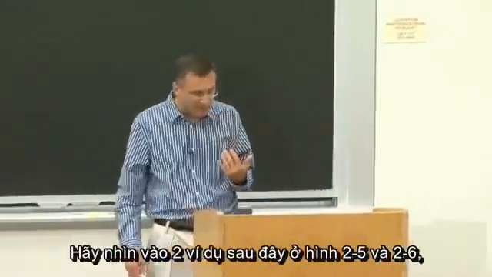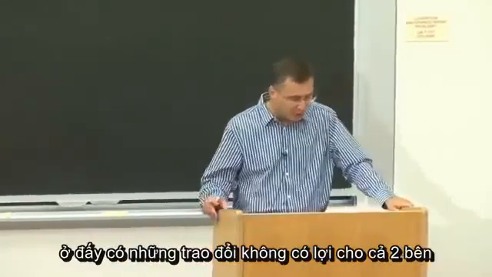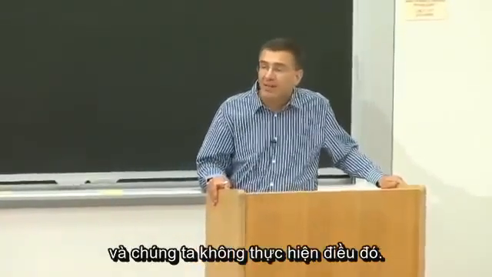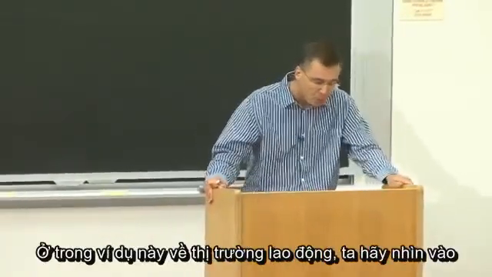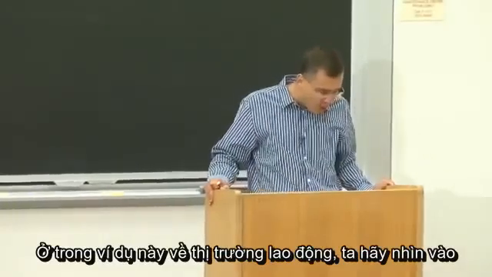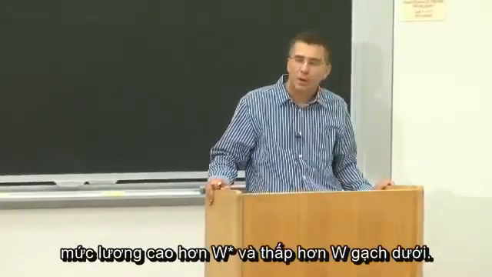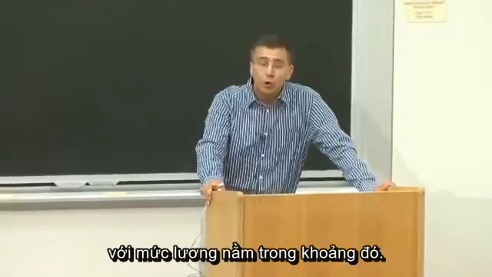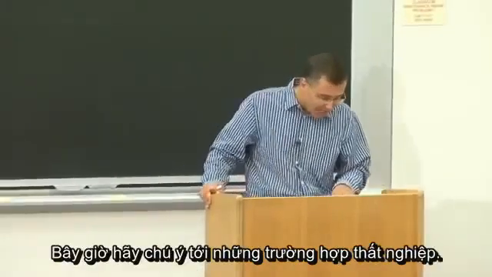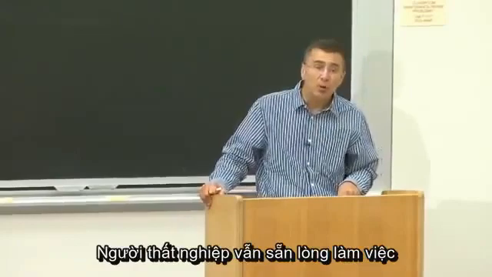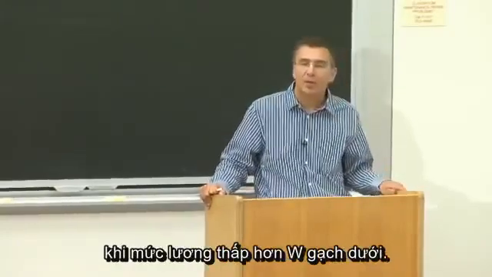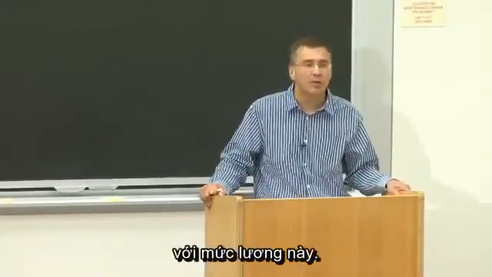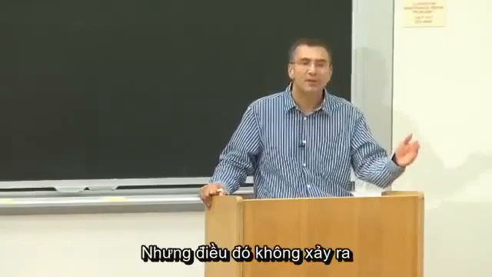Okay? And if we think about it, in both these examples, figure 2.5 and 2.6, there are trades that would have made both parties better off that we're not allowing to happen. So in the labor market case, think about a wage that's above W star and below W lower bar. So a wage in that interval. At that wage, unemployed workers would be happy to work at a wage somewhat below W bar. Firms would be happy to hire them at a wage somewhat below W lower bar. But it isn't happening because the government has interfered.